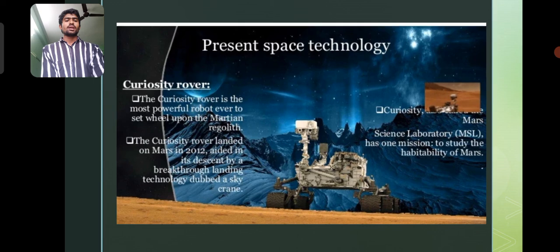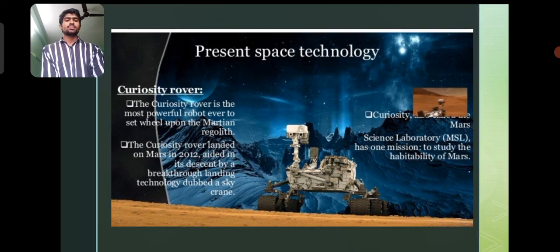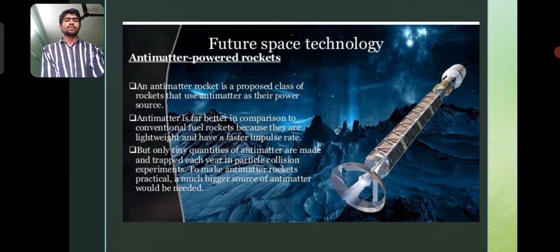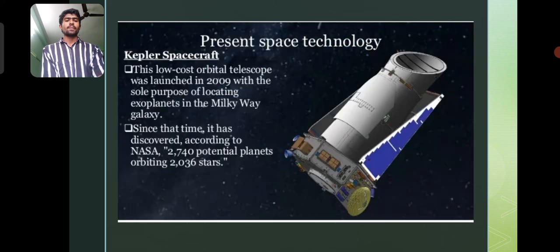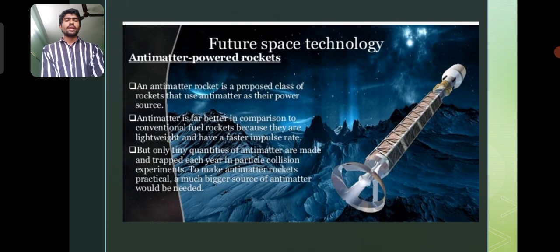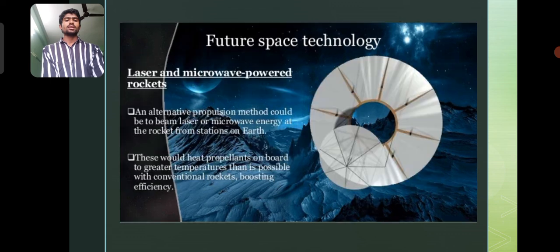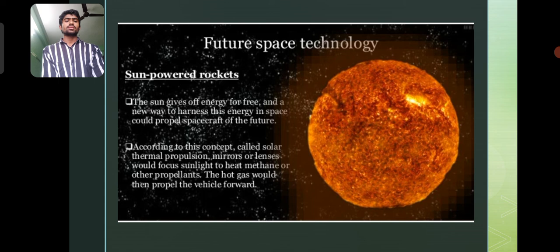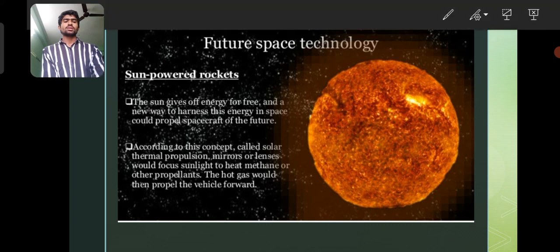And next in the present, Curiosity rovers are also present. And for the future, antimatter powered rockets, laser and microwave powered rockets, which have free energy from the power, and sun powered rockets, where the power from the sun is gathered and given to the rocket, and it can fly for free at low cost.